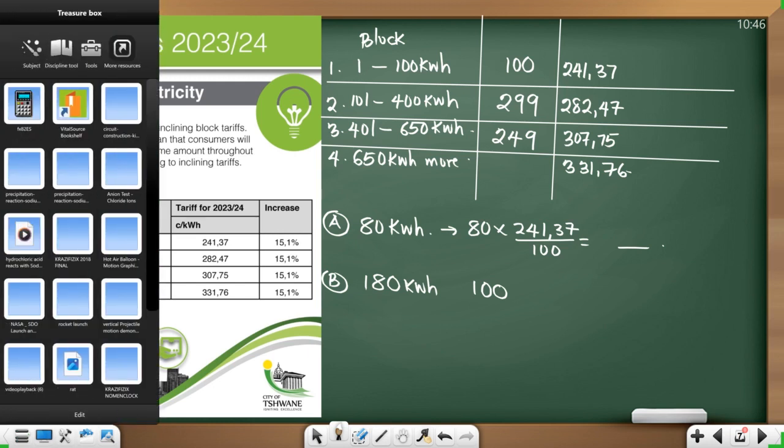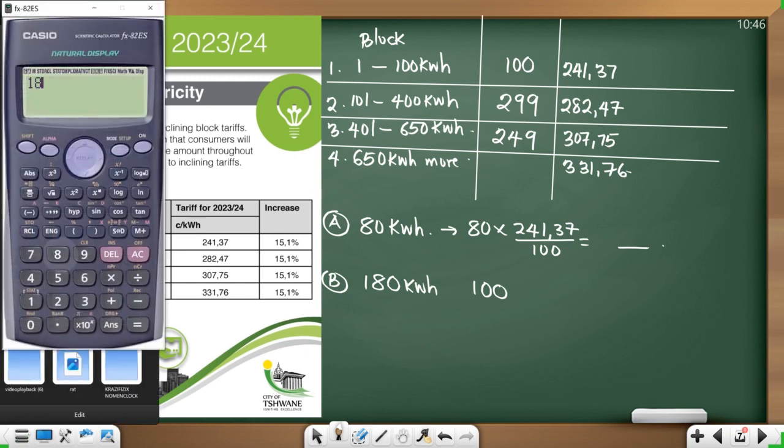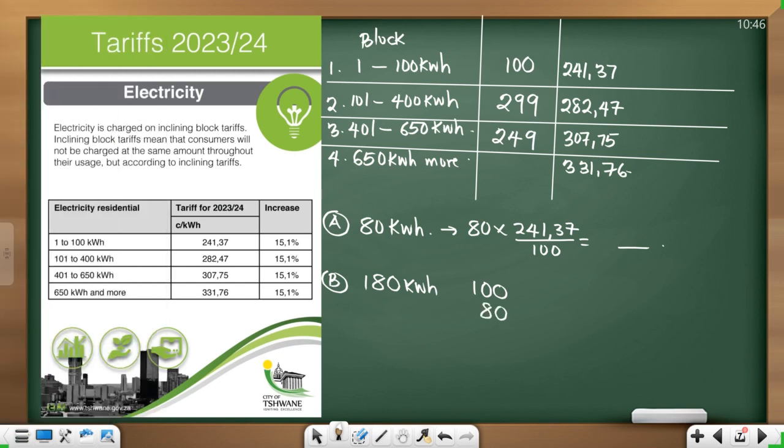And what is remaining? Let's get a calculator. They used 180, but we subtract the capacity in block 1, 100. So they used 80 more. Now you would check quickly. Please listen. 80 and 299. 299 is bigger than 80. So the 80 remains in block number 2. I am not going beyond block number 2 because 80 is smaller than 299.